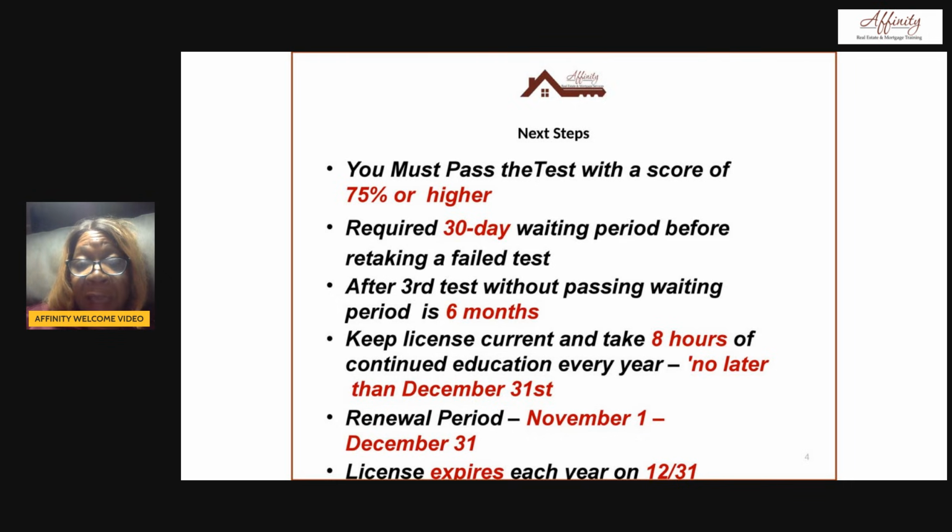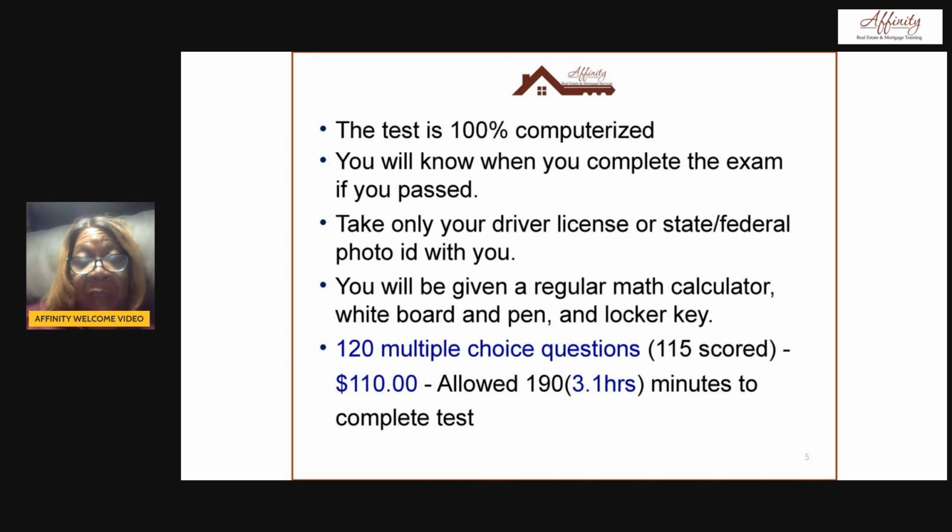You must keep your license current by taking 8 hours of continuing education every year, no later than December 31st. The renewal period for when you can pay for your continuing education class opens up November 1st through December 31st. Your license will expire every year on December 31st if you have not taken your 8 hours of continuing education and paid your fee.